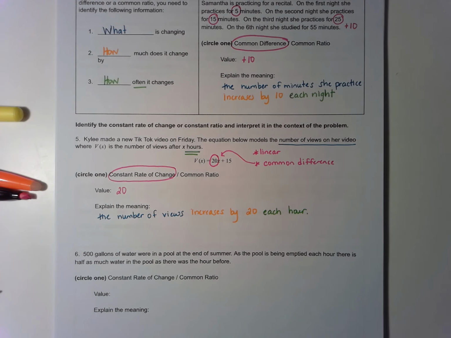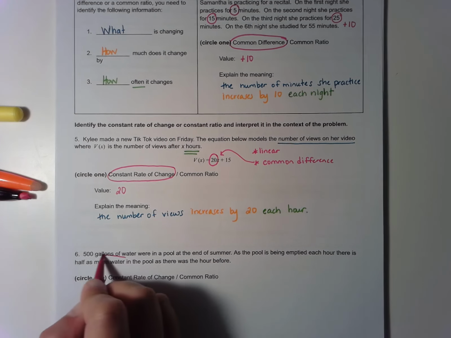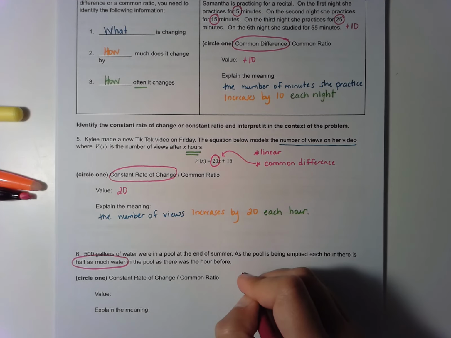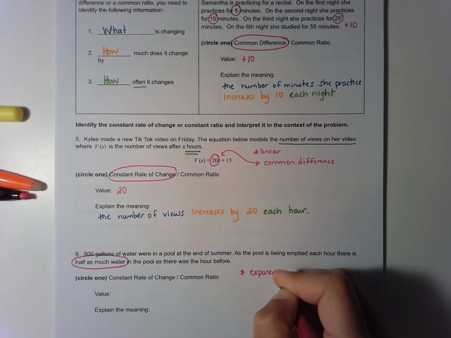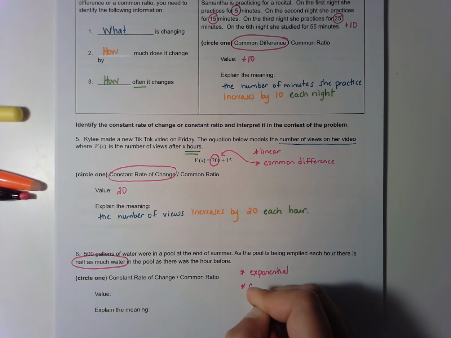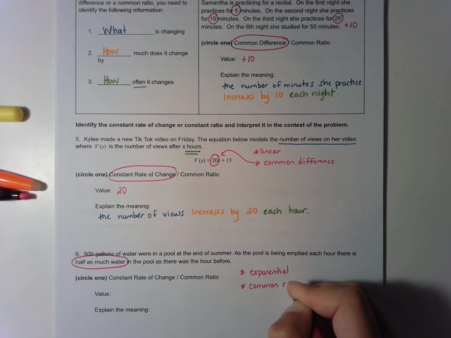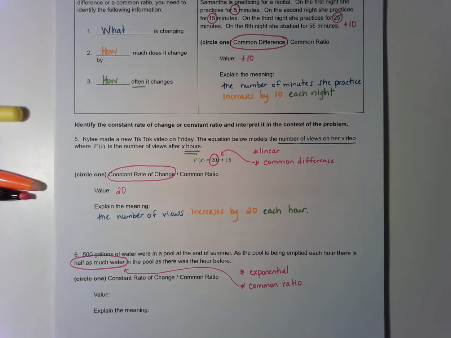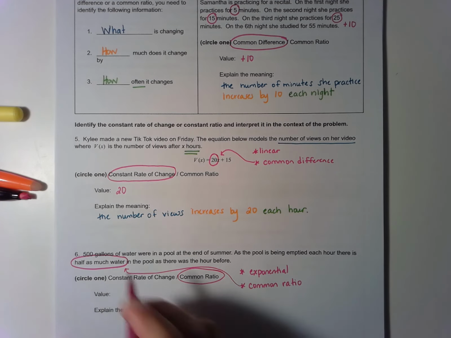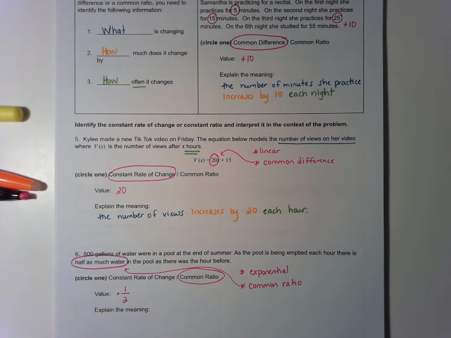For problem number 6, it says 500 gallons of water were in a pool at the end of summer. As the pool is being emptied, each hour there is half as much water as there was the hour before. Now, if I read this again carefully, it says each hour there is half as much water. That means that we are multiplying by 1/2. So this is going to be an exponential function. It's going to have a common ratio. And the value of that common ratio is going to be 1/2. So I'm going to circle common ratio. I'm going to say times 1/2 because that's the value.